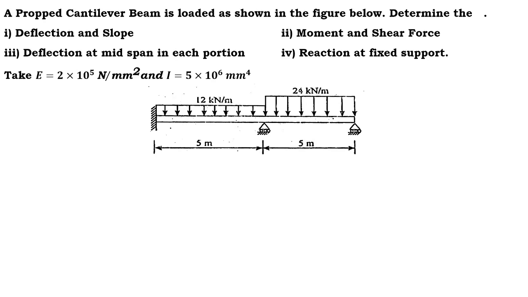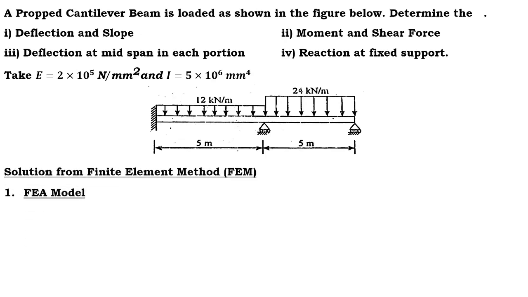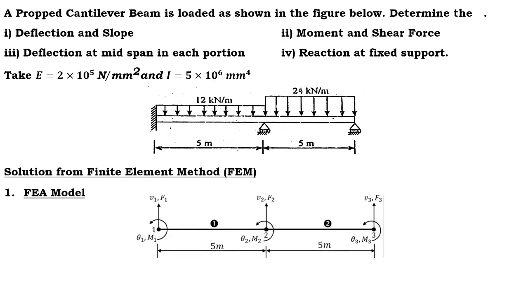Take E equal to 2 into 10 to the power of 5 Newton per mm square, and moment of inertia is 5 into 10 to the power of 6 mm raised to 4. Now start with the FEM solution. First we need to do the FEM model.